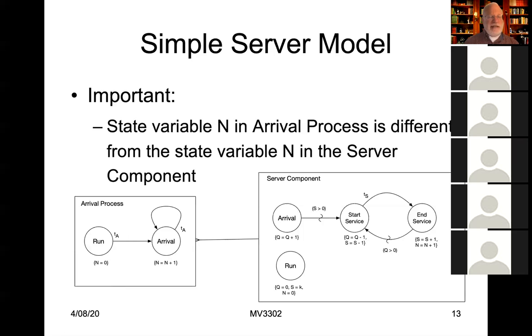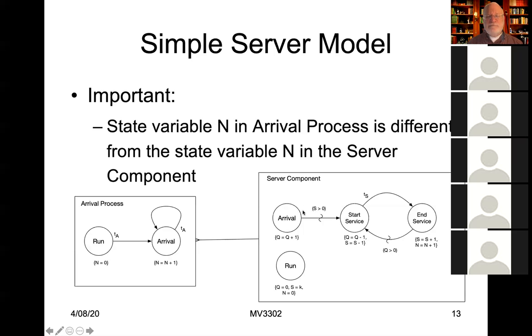So we move time up to that arrival event, and that arrival event occurs. Now that arrival event will increment this state variable in the arrival process and schedule the next arrival, but then the server component will hear the arrival. When the server component hears the arrival, it says, okay, I heard an arrival. I'm going to increment queue. And then if I have an available server, I'll schedule start service and keep going like that.